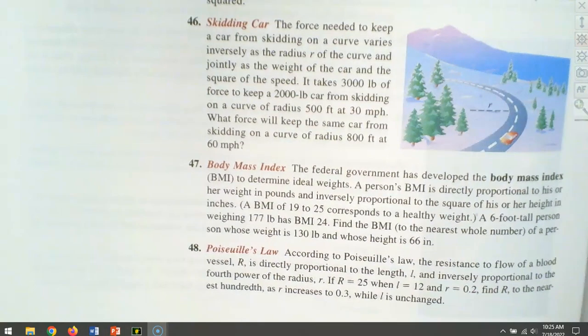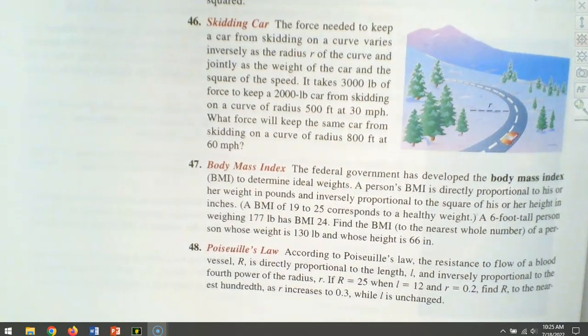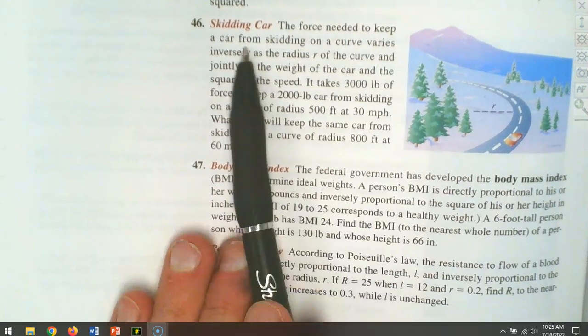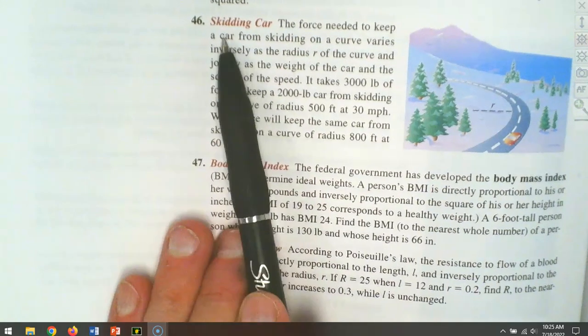So let's try to come up with our equation. In this case, we have three variables that influence one variable. So the force needed to keep a car from skidding. So we're going to say skidding. That's what we're looking at, is the skidding of a car.